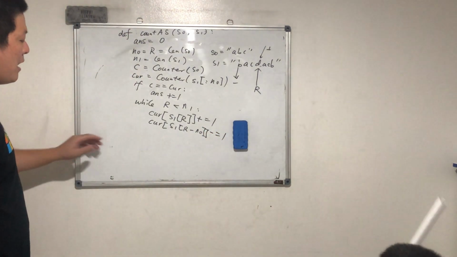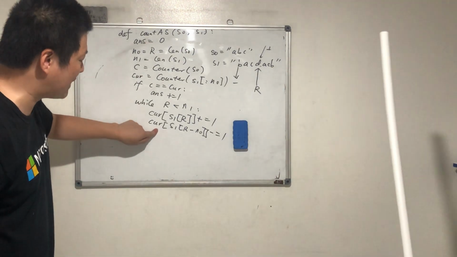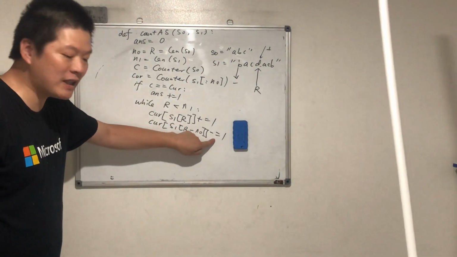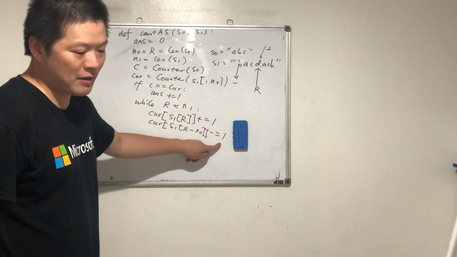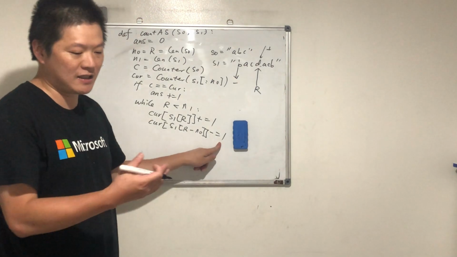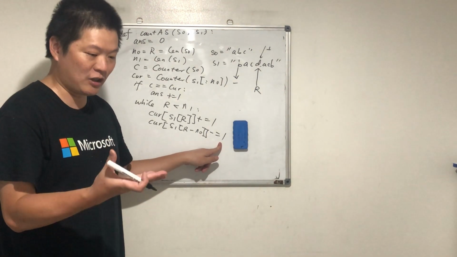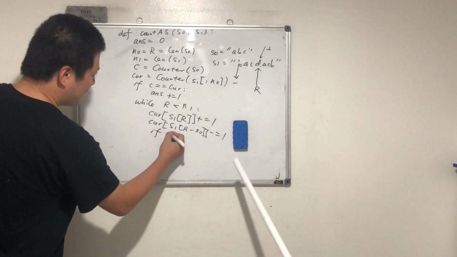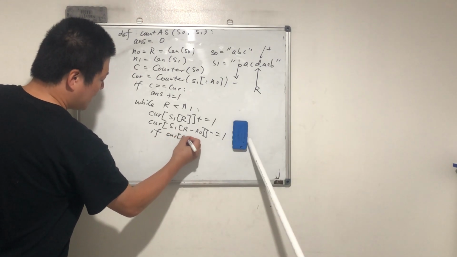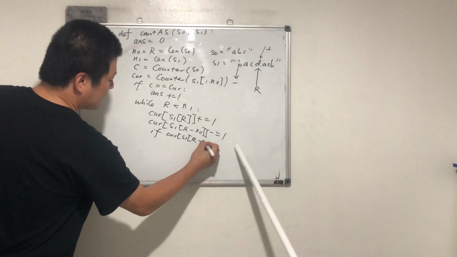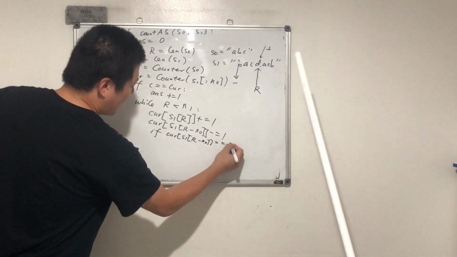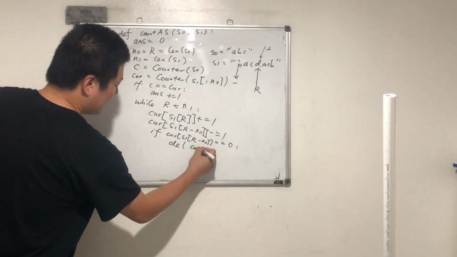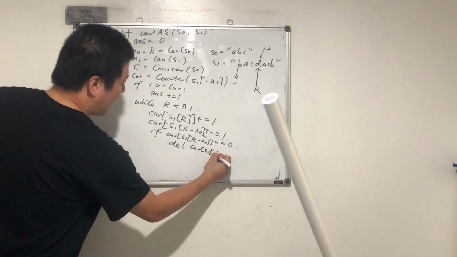Minus equals 1, right? But if this is 0, what happens? If this is 0, we need to remove the key from the dictionary. Because when the number of appearances becomes 0, it means this character does not exist in the current window, so we need to remove the key. So if current S1 R minus N0 equals 1, then we delete it. We delete the key. Delete current S1 R minus N0.